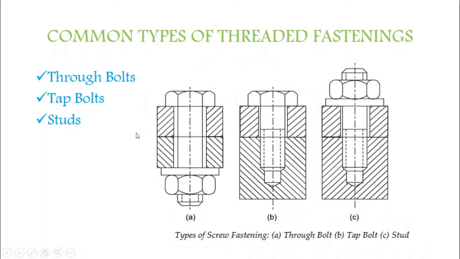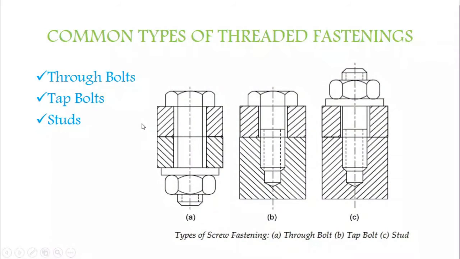And the second condition is the part material is too weak to make durable threads. The material properties are too weak to make the threads. For that condition, we are using the through bolt assembly. Here the holes are only plain holes.